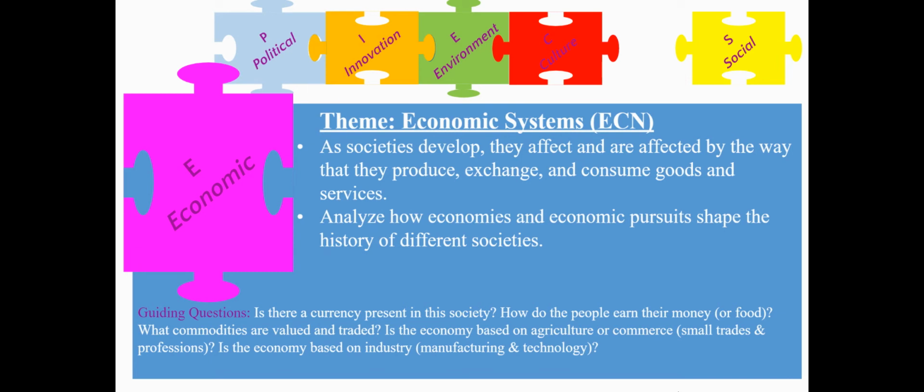Guys, one thing we're going to be looking at, and unfortunately in this class, we study the worst of humanity. And a lot of the causes of the worst of humanity stems right here. It's a simple word. It's called greed, y'all. This is where it comes from. So one thing we're looking at, is there a currency present in society? How do people earn their money or food? What commodities are valued and then traded? Is the economy based on agriculture or commerce, small trade and professions? Is the economy based on industry, manufacturing, and technology?